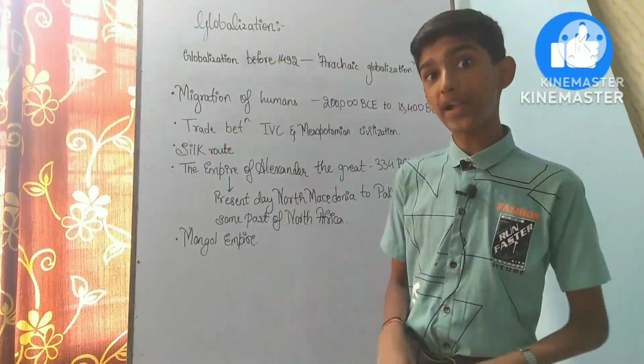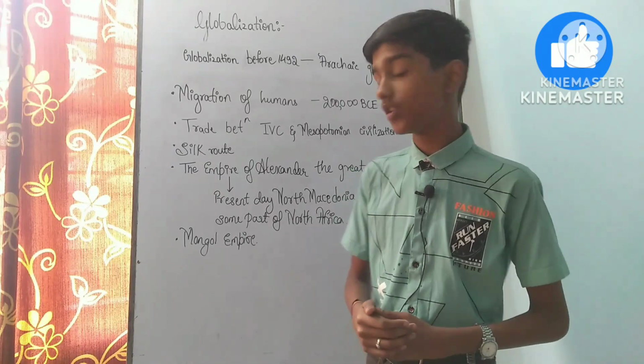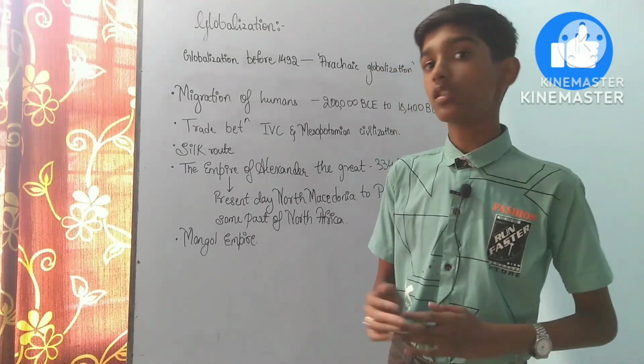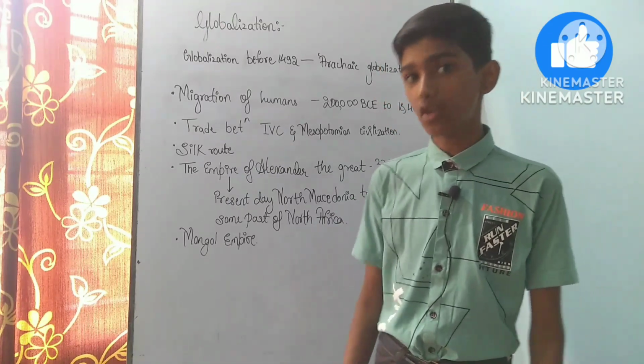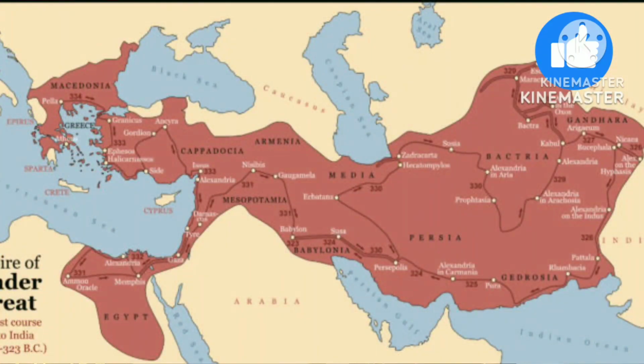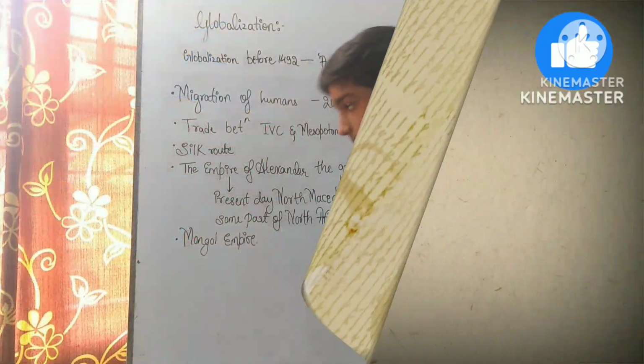Next is the Empire of Alexander the Great, which was around 334 BCE, which stretched from present-day North Macedonia to present-day Pakistan, and he also conquered some parts of North Africa, especially Egypt.